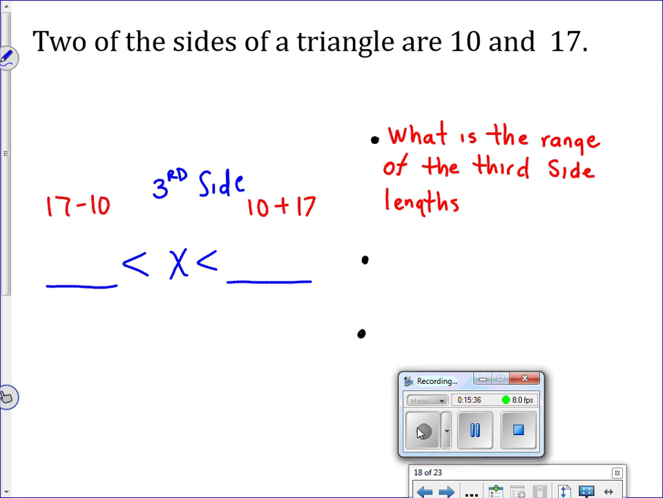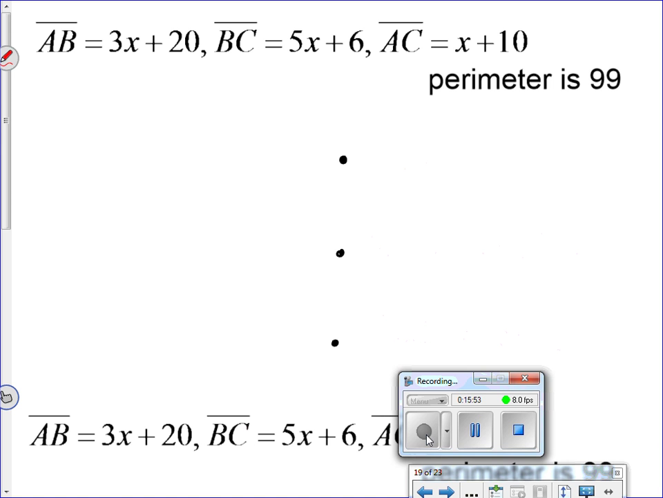All right, so that's simple. It really is. You subtract the 2 and you get 7. And then you add the 2 and you get 27. Now what this is saying is that the third side has a range between 7 and 27. It can't be 7 and it can't be 27. It can be anything in between there. All right, see if you can come up with the question.